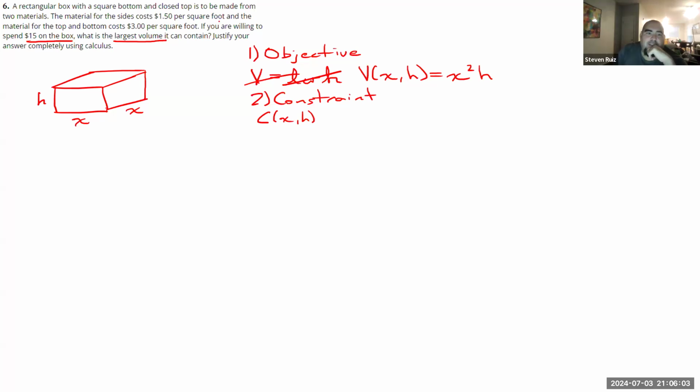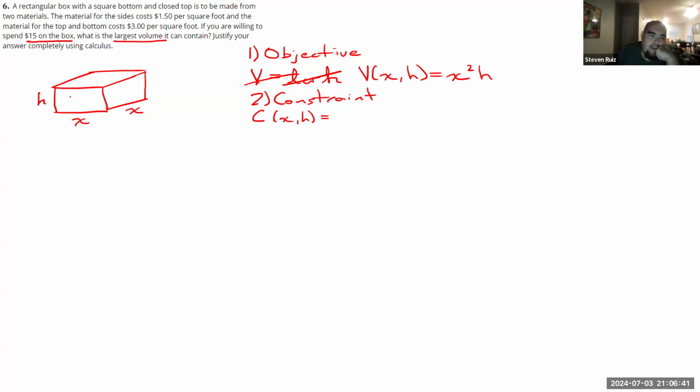So the material for the sides costs $1.50 per square foot. The material for the top and bottom costs $3 per square foot. So what I really have is a surface area calculation. So, actually, let's do it in one step. How do I find the surface area of this thing? This is a box, a rectangular prism, so it's going to have 6 faces. 4 of those faces are the sides, and they are going to cost $1.50 to make.